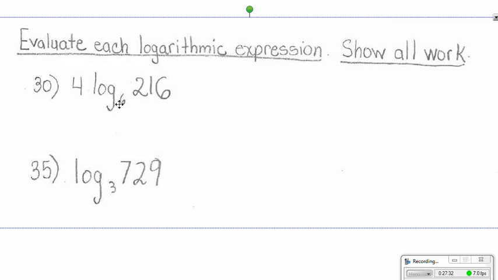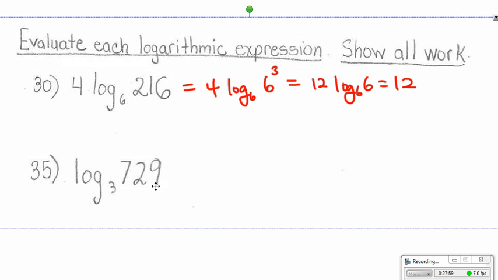Evaluate each one. So here we have 4 log base 6. So I'm going to try to look at 216 in terms of 6. We realize that 216 is 6 to the 3rd power. Then by the power rule, 3 comes out, so it becomes 12 log base 6 of 6. But when you have the base and the result equal to each other, that's equal to 1. So the answer becomes simply 12.